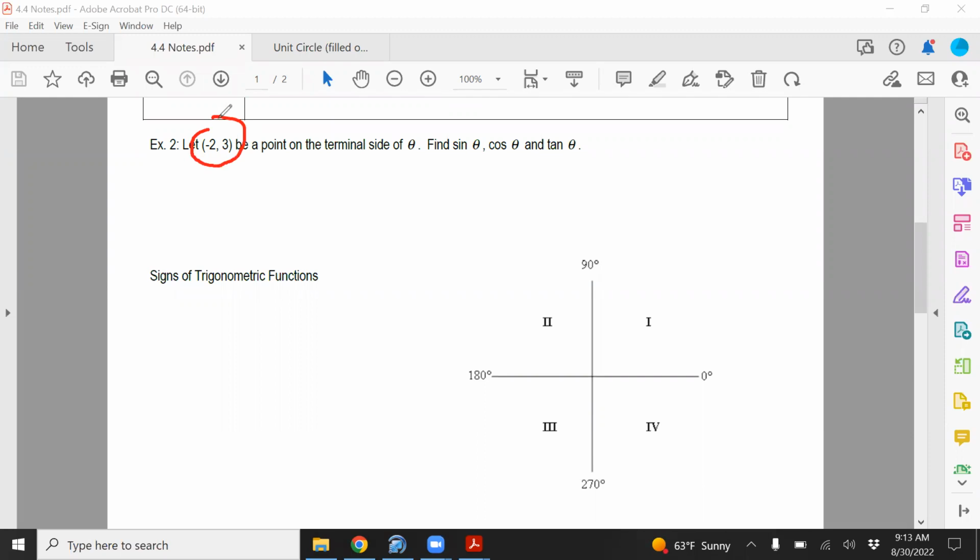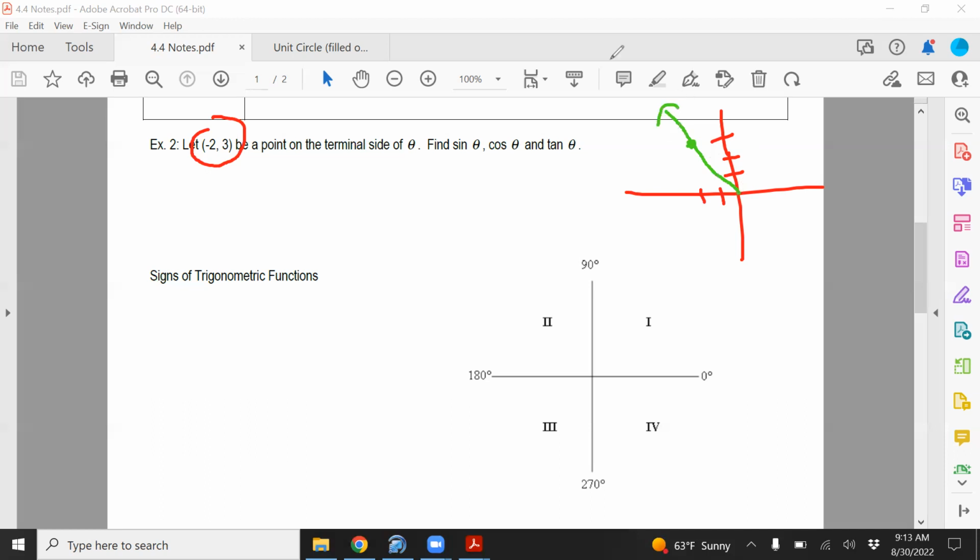Okay, now example 2 has nothing to do with reference angles. Example 2 is just like example 1. Okay, negative 2, 3. So example 2 is like example 1. Let's repeat our efforts here. So negative 2, 3. 1, 2, 3. All right, negative 2, 3 is there.